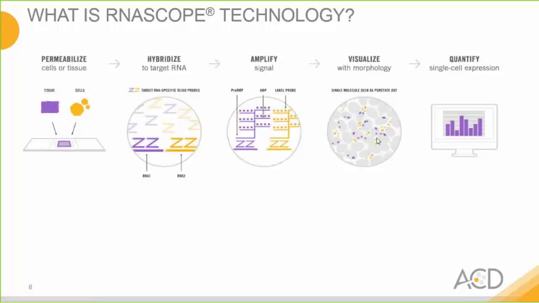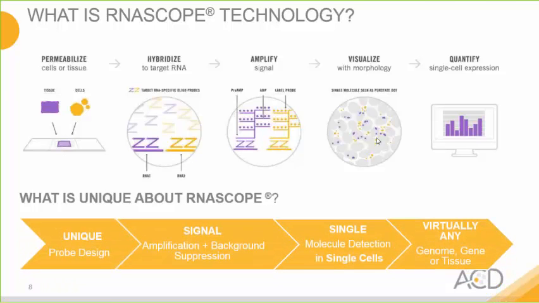Unlike the traditional ISH, where a DIG or radio-labeled riboprobe is used to detect the target sequence, this technology uses short oligo probes. What is unique about RNAscope is really its probe design. In IHC and traditional ISH, high signal-to-noise ratio is the number one desirable feature. The unique probe design of RNAscope technology allows signal amplification and background suppression at the same time. The result is a highly sensitive assay that's capable of achieving single molecule detection at a single cell level. This assay is also highly universal. It virtually works for any genome, any gene, in any tissue.